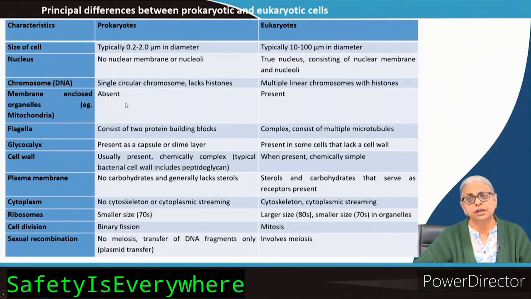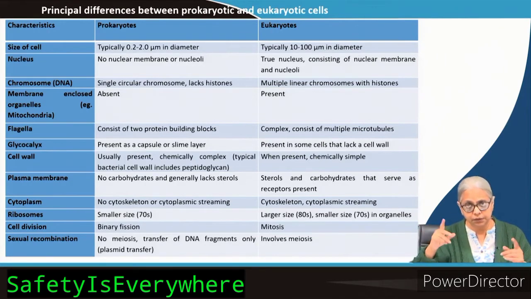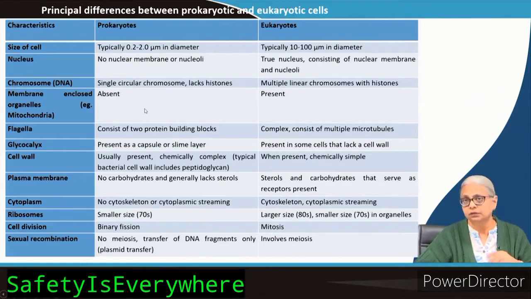Chromosomes, I've already mentioned that the prokaryote, the bacteria, have a single circular chromosome. There are no histones, and the histones are used for organizing these chromosomes. So you have multiple linear chromosomes with histones in eukaryotes, not in prokaryotes. Organelles within the cell, are they membrane enclosed? So in eukaryotes, which are higher in terms of complexity, there are membrane enclosed organelles, and in prokaryotes, none of them are enclosed in a membrane.